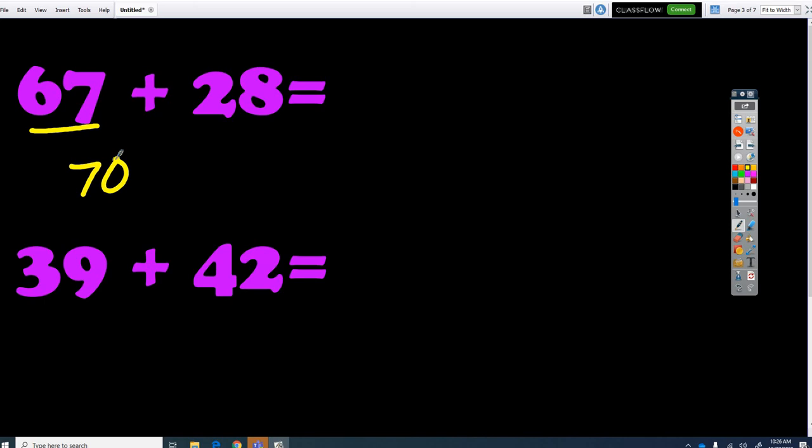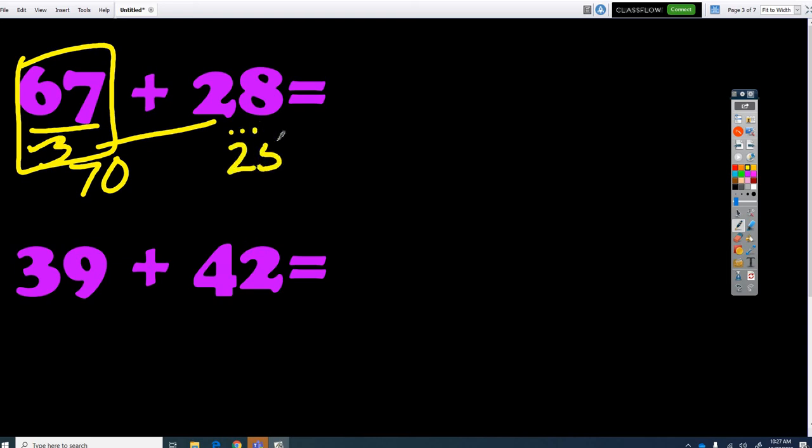So how many will it need to be turned into 70? 67, 68, 69, 70. It needs 3. So if I give it 3, now it's 70. But remember, I took the 3 from the 28. So I've got to figure out how many 28 still has. Ooh, that was kind of hard. 28, take away 3. So 28, 27, 26, 25. So this one's only got 25 now because it gave 3 away. So then I think in my head, 70 plus 25.